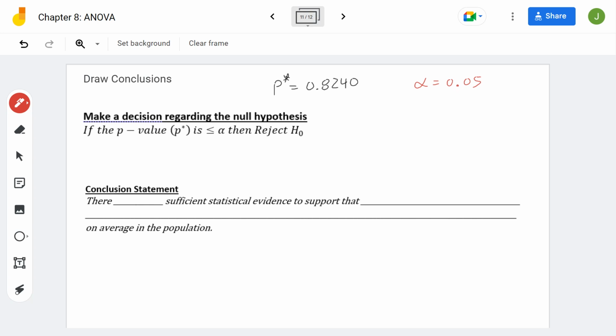And now we have to use that information in the decision rule to decide what we're doing with our null hypothesis. So the rule is if our p-value is less than or equal to our alpha value, the level of significance, then we reject H sub 0. So our p-value very clearly is not less than our alpha value. So we'll make a statement. We'll say since the p-value equal to 0.8240 is not less than alpha equal to 0.05, we will fail to reject the null hypothesis H sub 0. So that means that there's not evidence to reject it.